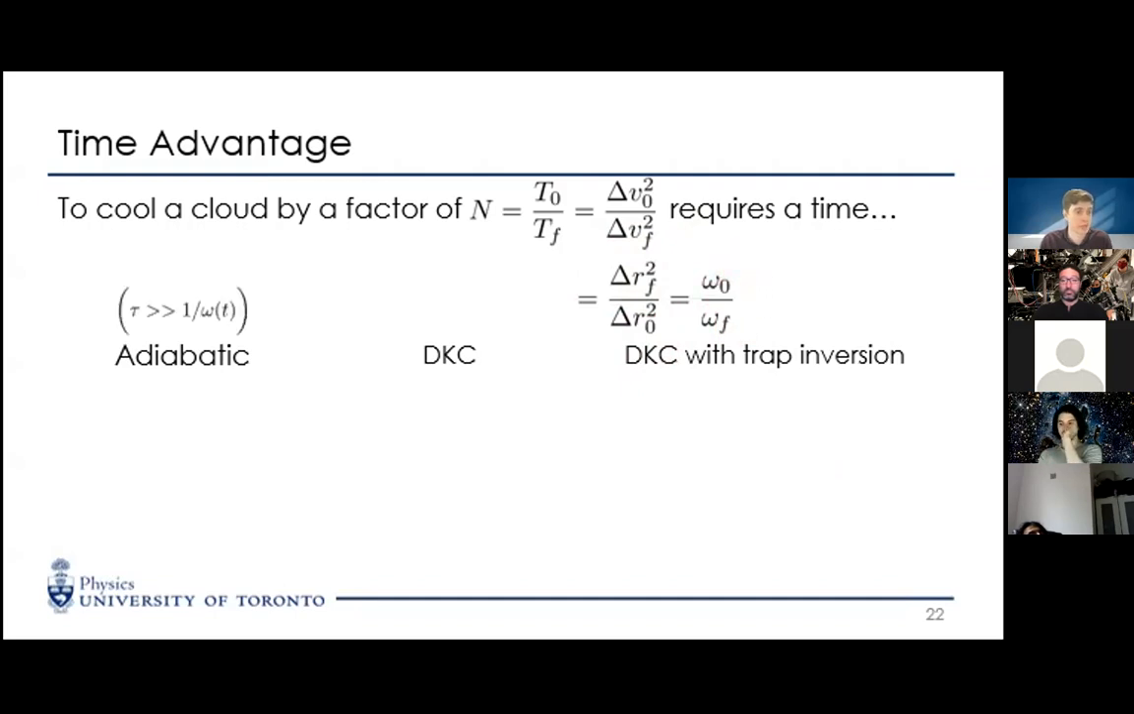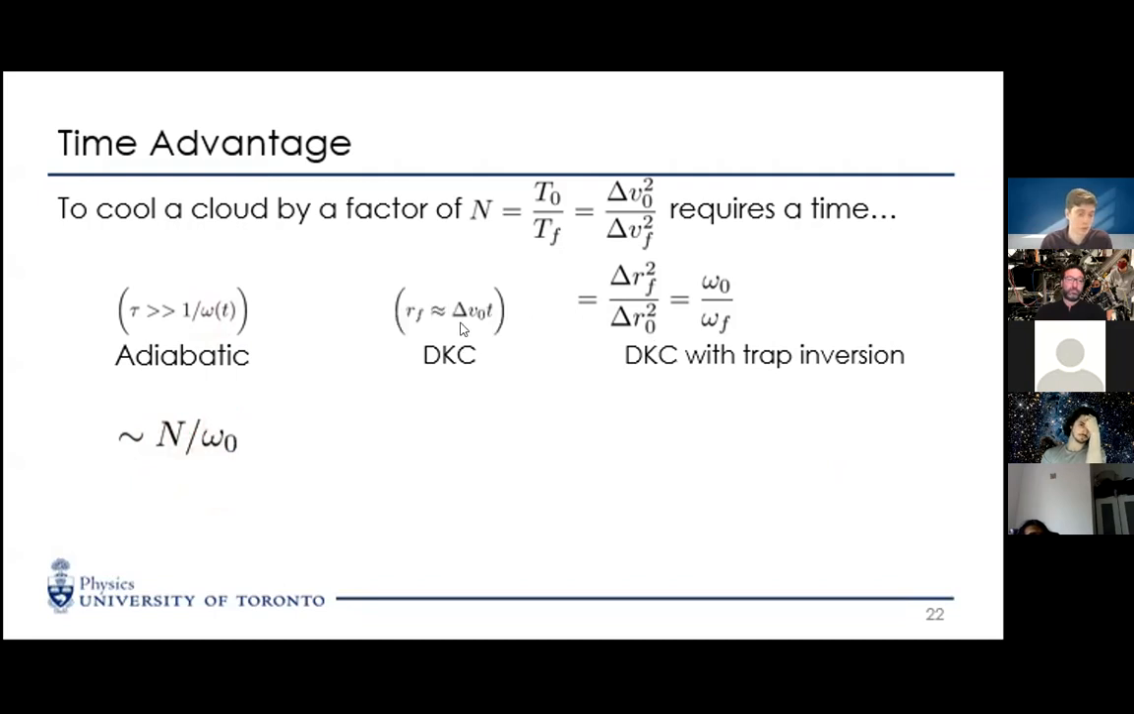So what do we anticipate in the adiabatic case? Well, in the adiabatic case, we want our time-dependent Hamiltonian to always be slow with respect to the dynamics of the system, which in a harmonic oscillator is given by 1 over the trap frequency. So in a worst-case scenario, we want the time of this adiabatic protocol to be slow with respect to 1 over the final trap frequency. So if we rearrange this equation, that means that the time for our adiabatic protocols can go linearly with the cooling factor.